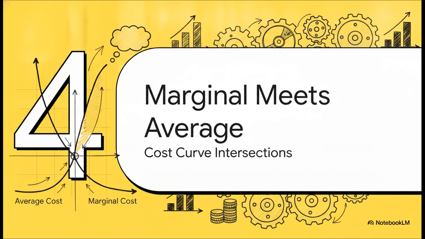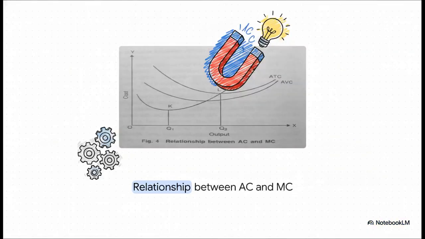Section 4. When marginal meets average. So marginal cost is just the cost of producing exactly one additional unit. And the way it behaves is basically like a giant magnet. It dictates the overall direction of your average cost curve.